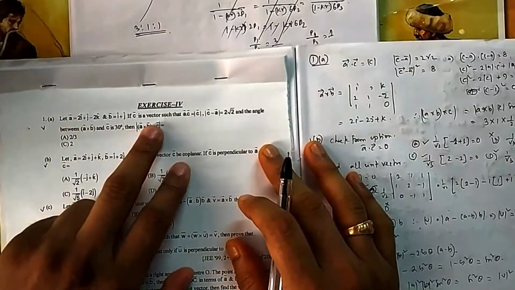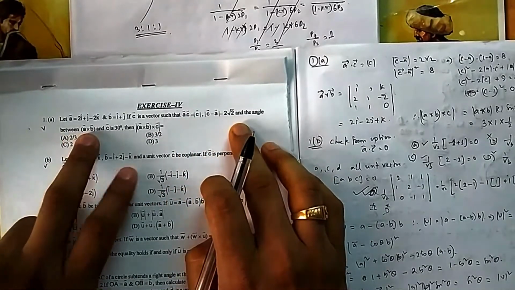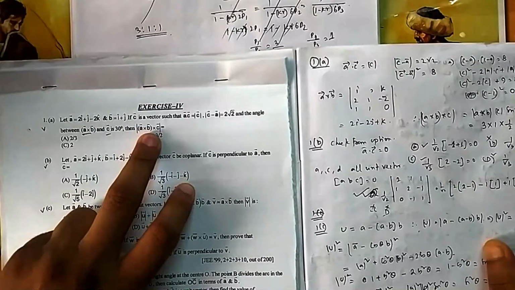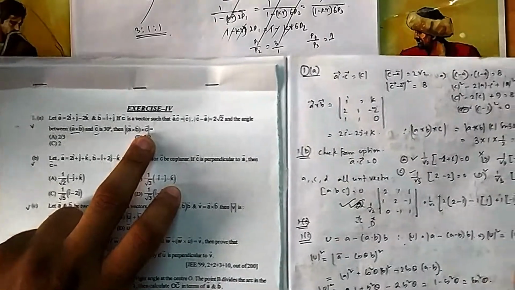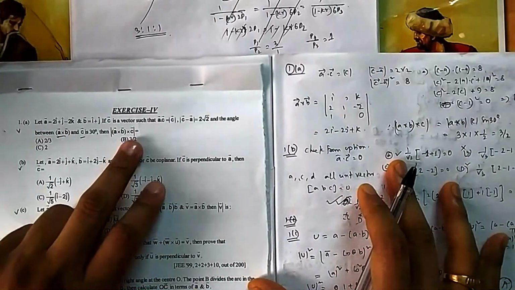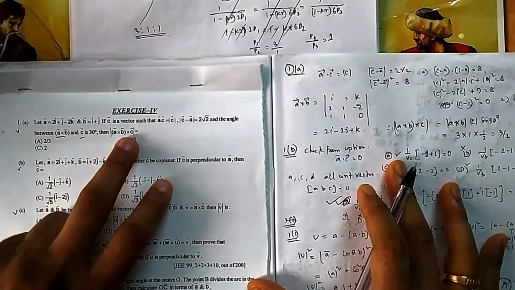If you see question number 1, what is given? A is given, B is given, and C is a vector for which some conditions are given, C minus A, and the angle between A cross B and C is given. So between these two vectors the angle is given, and they ask you to find A cross B, A cross C. You can apply the direct formula: the magnitude of this one, the magnitude of that one. A cross B magnitude you can find because A and B are given. For C you need to find the magnitude. The angle you already know, so you only need the C magnitude. For this, these things are given to you.